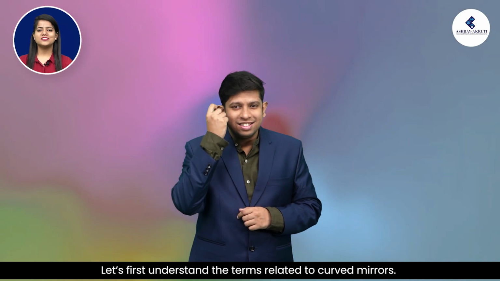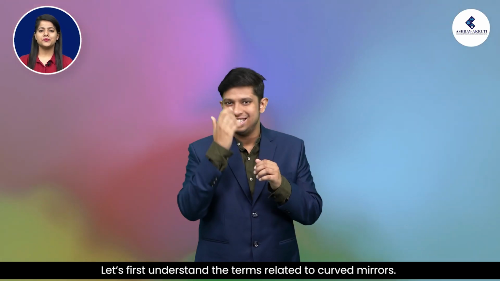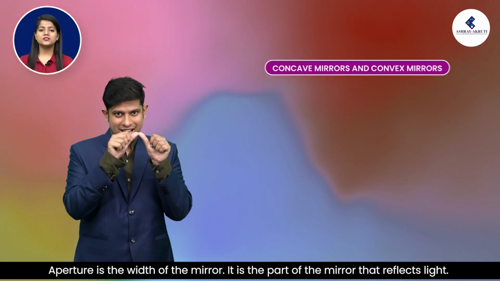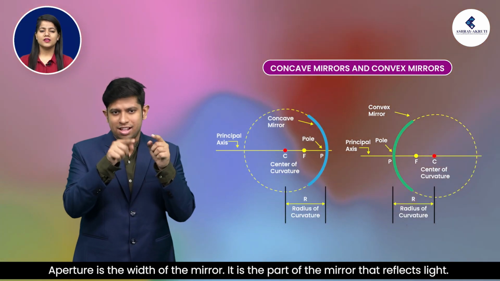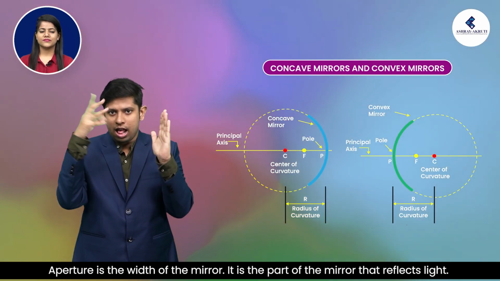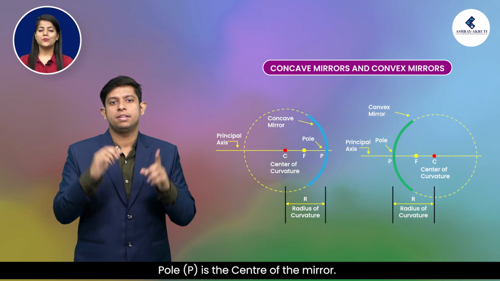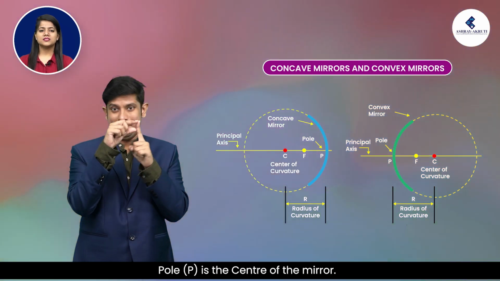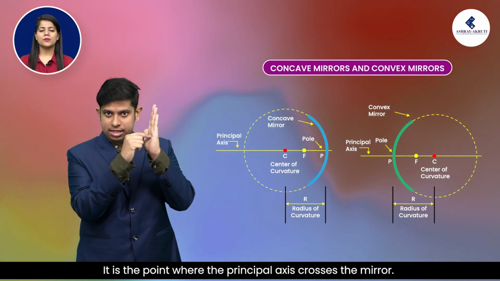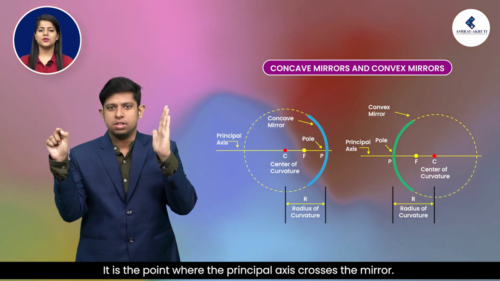Let's first understand the terms related to curved mirrors. Aperture is the width of the mirror. It is the part of the mirror that reflects light. Pole, P, is the center of the mirror. It is the point where the principal axis crosses the mirror.